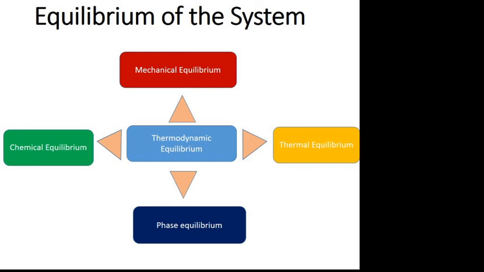Then chemical equilibrium means what? Composition of the system should not change, which means there should not be any chemical reaction. If a system maintains all these equilibria, then we can say it exists in thermodynamic equilibrium. If any one is not maintained, we can't call that system thermodynamic equilibrium. So what you have to remember is, for a system to remain in thermodynamic equilibrium, it should attain mechanical equilibrium, thermal equilibrium, phase equilibrium, and chemical equilibrium.